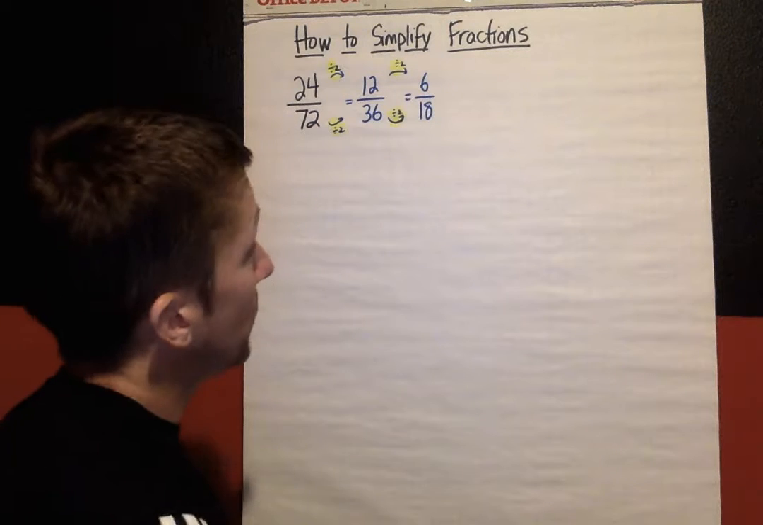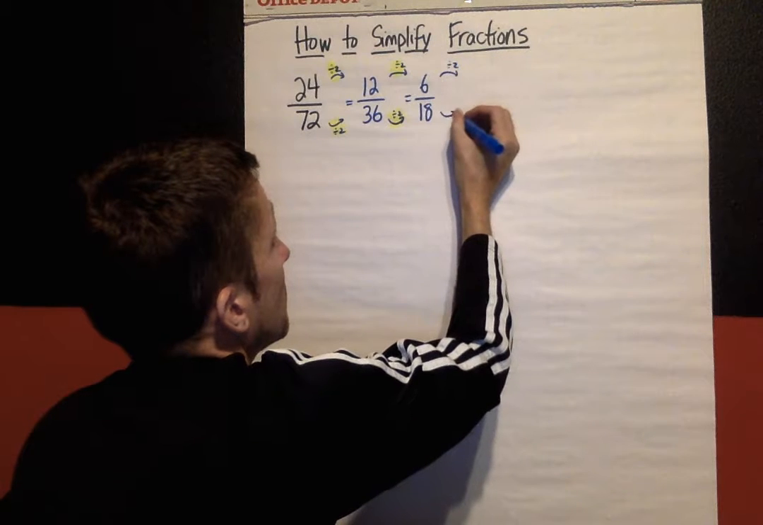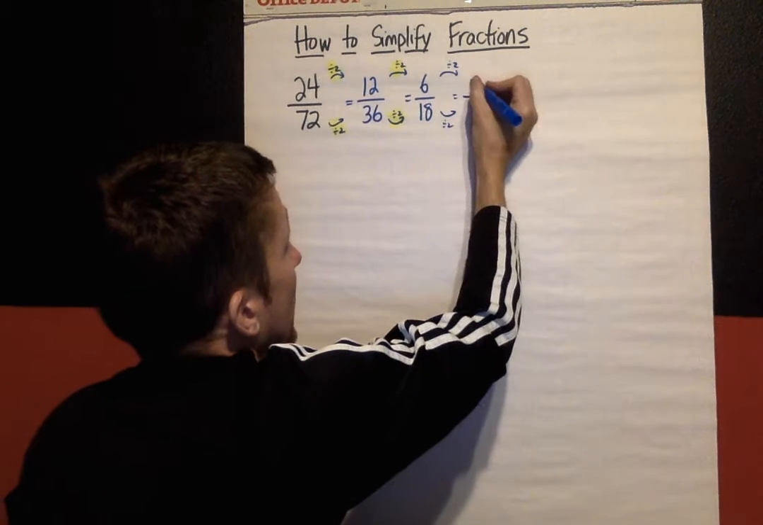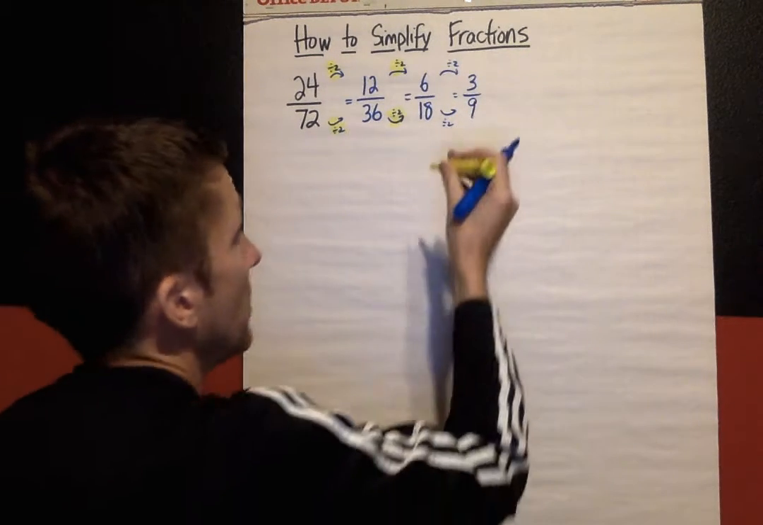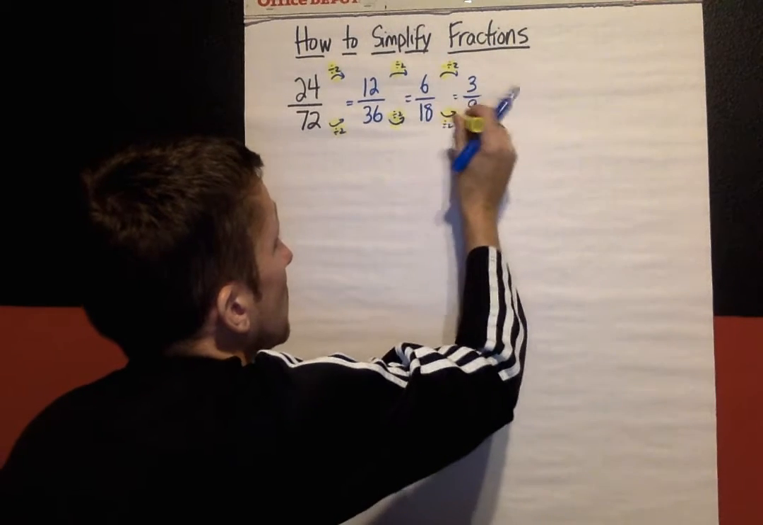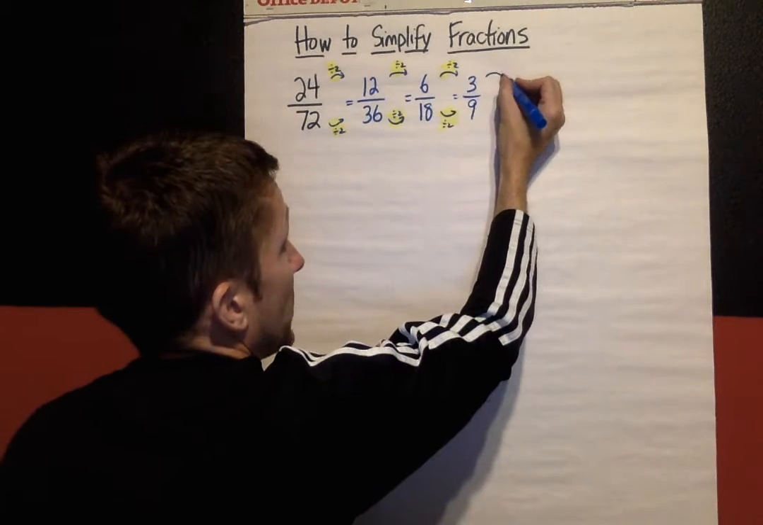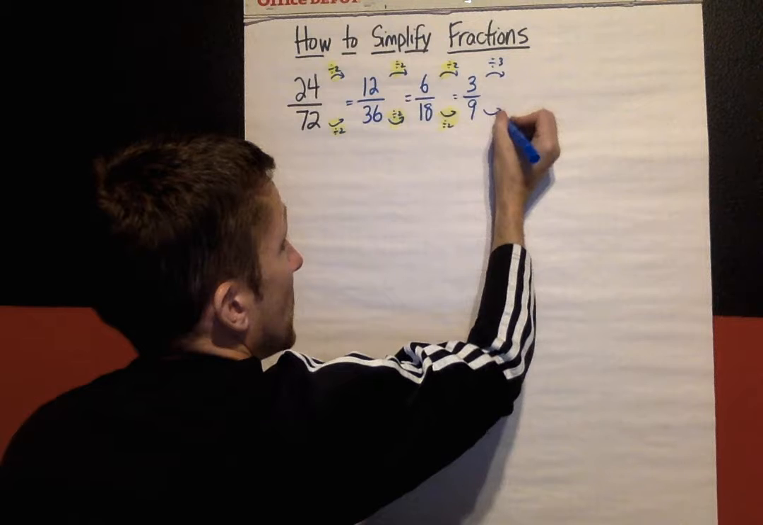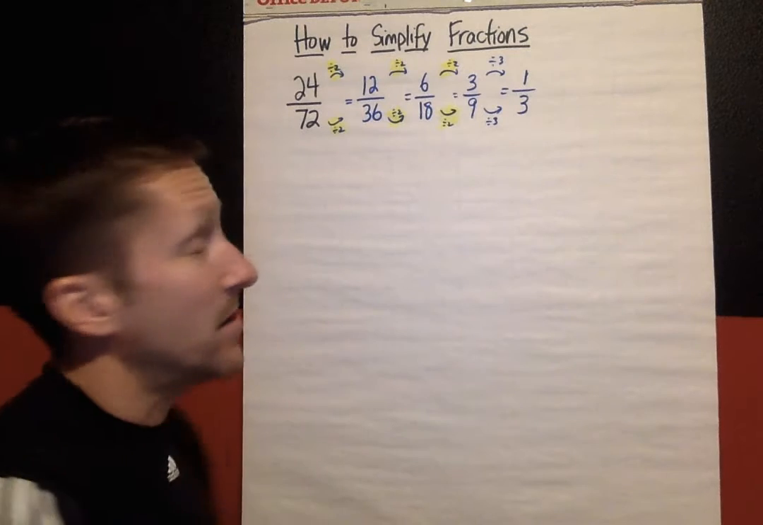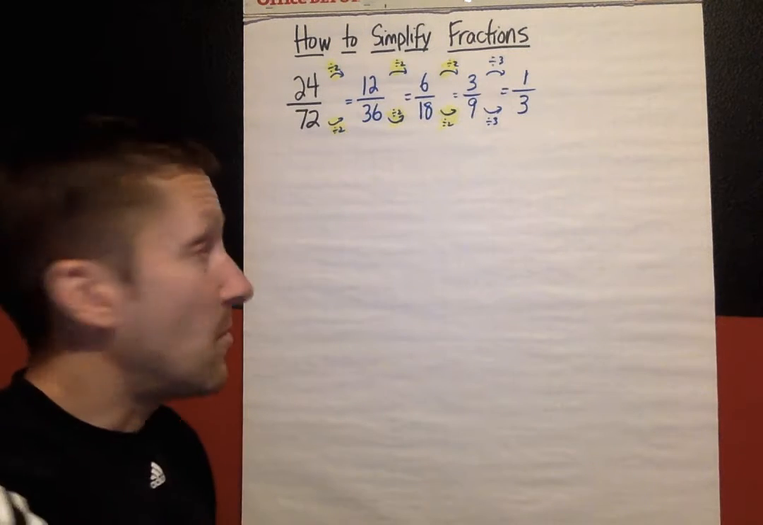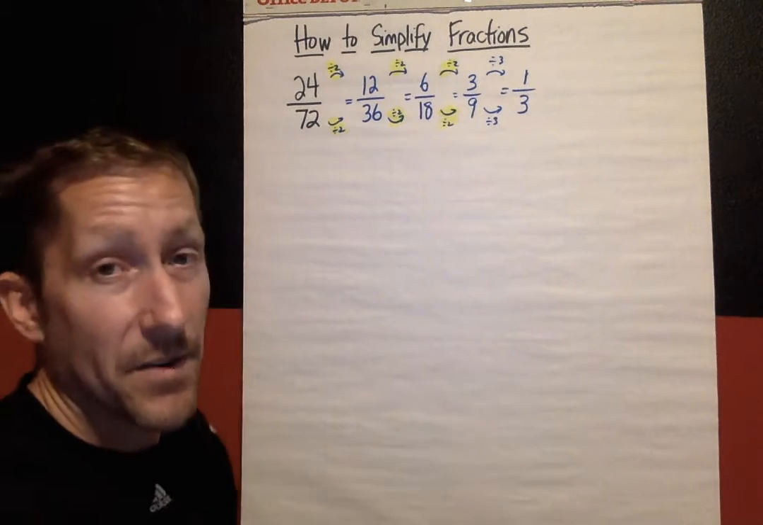I still have both numbers even, so I can divide by 2 again. And I get 3/9. Well, 2 doesn't work anymore, but I do still have a common factor. 3 goes into both 3 and 9. So I'm going to divide by 3, and I get 1/3. I can't simplify 1/3 anymore. 24 seventy-seconds simplified all the way is 1/3.